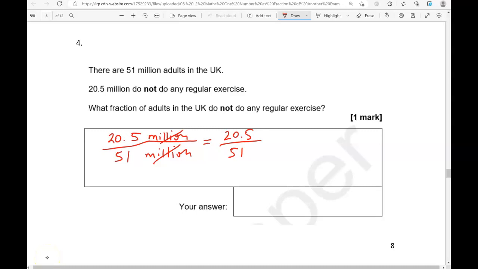Now we know that in fractions we can't have decimals, we need to have whole numbers for both the denominator and the numerator. So to simplify this further, we can't, so we're going to double. If I double 20.5, then I get 41. And if I double 51, I get 102. So that would be the fraction.